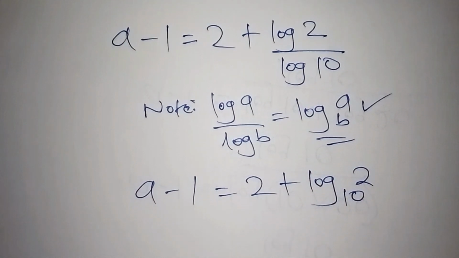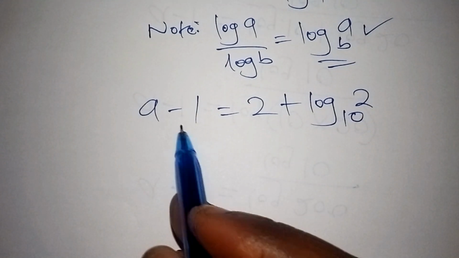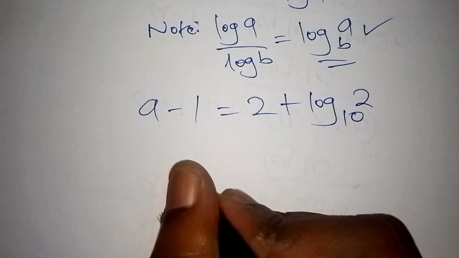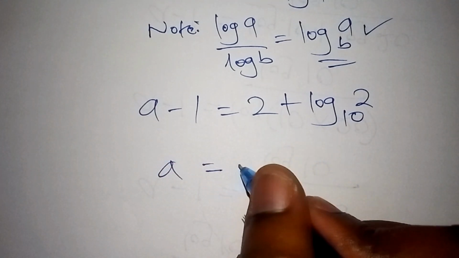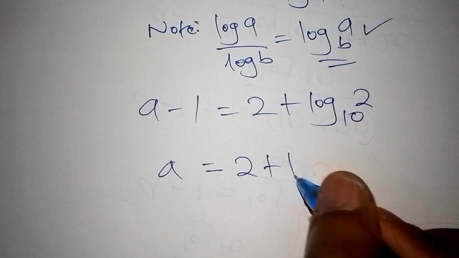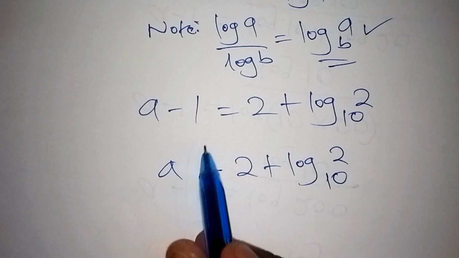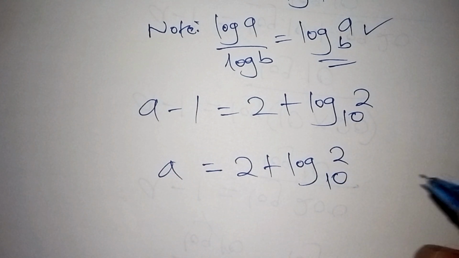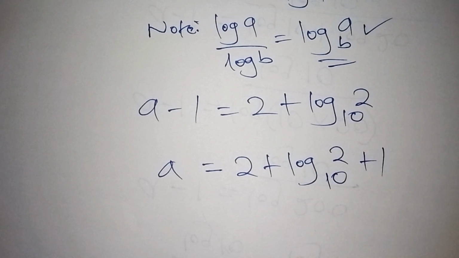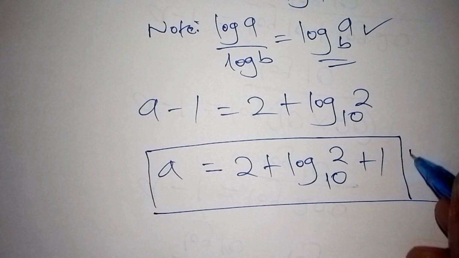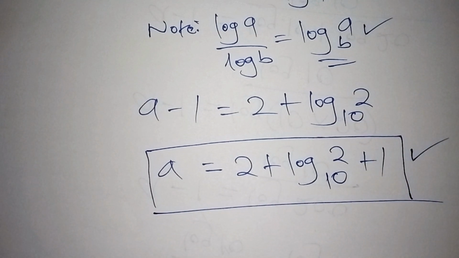So now finally we need to bring this negative 1 to this other side. So now we shall have a is equal to 2 plus the log of 2 to the base of 10 plus 1, because since it's a minus, when it crosses the equal sign it will be a plus 1. So this one now marks the final answer for this maths problem. We can even confirm the answer and see if it's really correct.